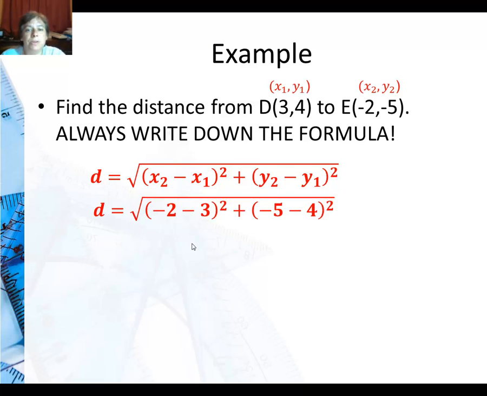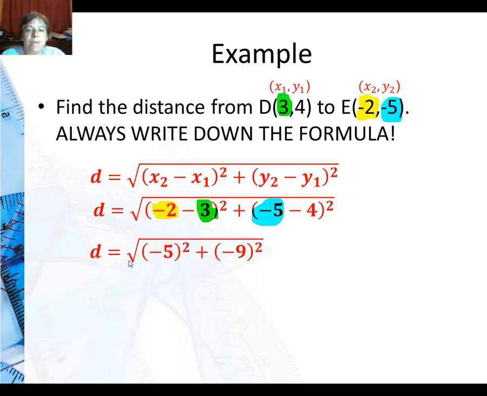So here's the substituted. So you can see there's the two x's, x2, and there's the x1. And here's the y2, and the only one left is the y1. So I've got distance equals negative 5 squared plus negative 9 squared, because negative 2 minus 3 is negative 5. And negative 5 minus 4 is negative 9. Squaring those, I get 25 plus 81, or square root of 106.